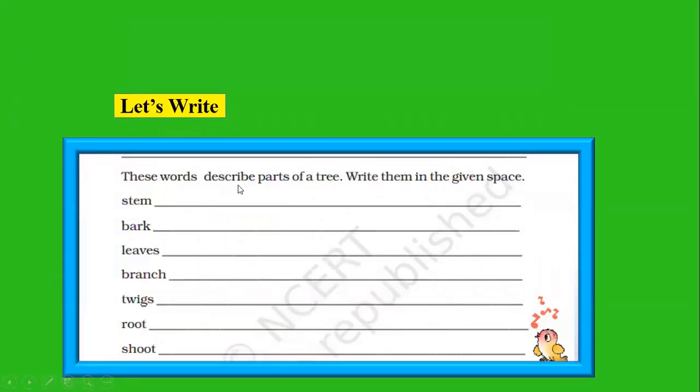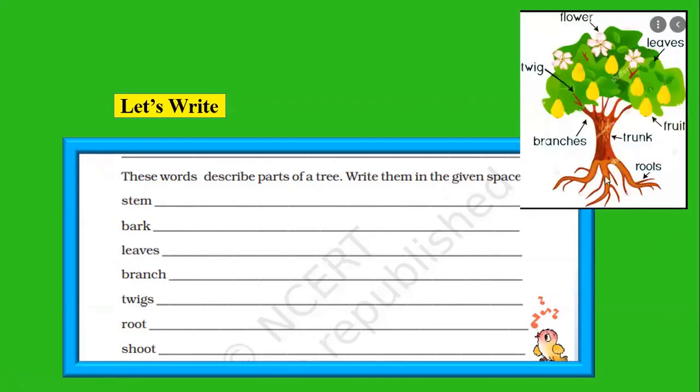Let's write. These words describe parts of a tree. Write them in the given space. The words stem, bark, leaves, branch, twigs, root, and shoot are the parts of a tree. You need to describe them and write them in the given space. Children, here is a picture showing the different parts of a tree. The first word given here is stem, which is the trunk of the tree, and it helps the tree to stand upright. So we can write down the stem or the trunk helps the tree to stand upright.